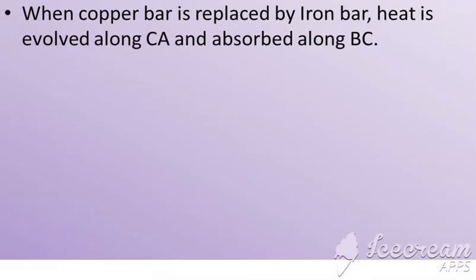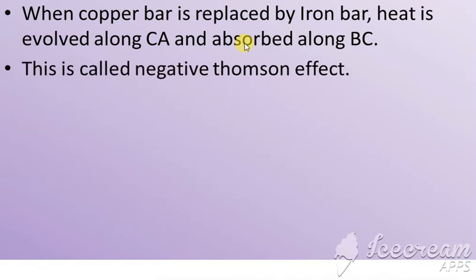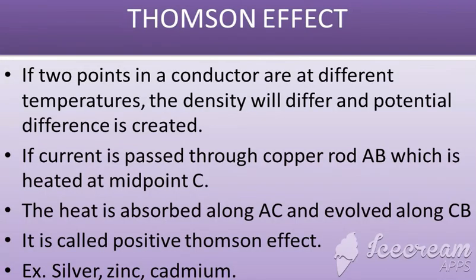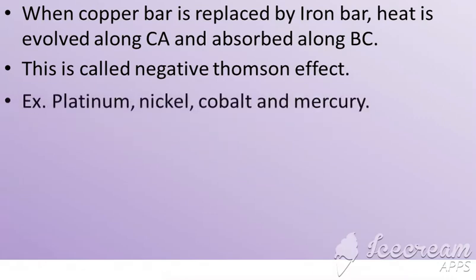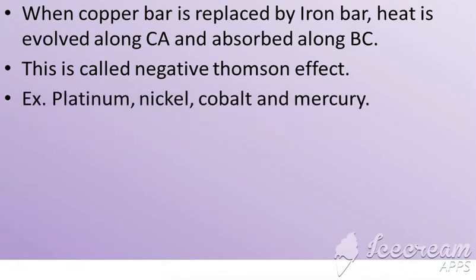Next, when the copper rod is heated and the heat is evolved along CA and absorbed along BC, that is called a negative Thomson effect. So this is about the Thomson effect. We have seen the various heating effects such as Seebeck effect, Peltier effect and Thomson effect. These are very important questions which will be asked in 3 marks, so make clear with all these topics. For the negative Thomson effect, the examples are platinum, nickel, cobalt and mercury.